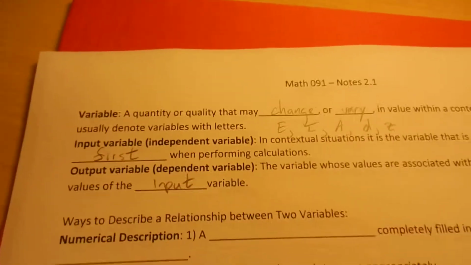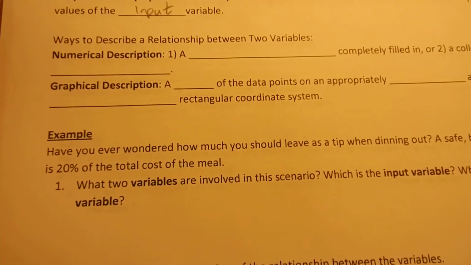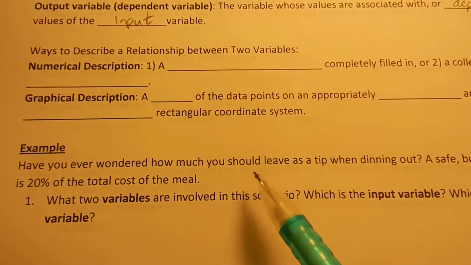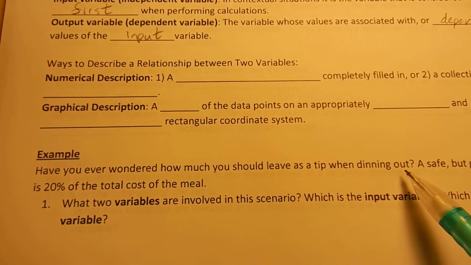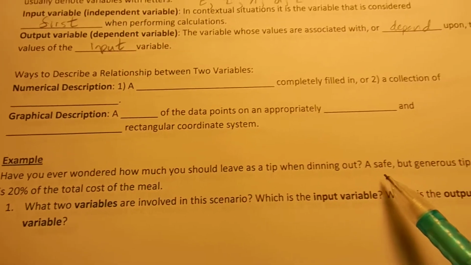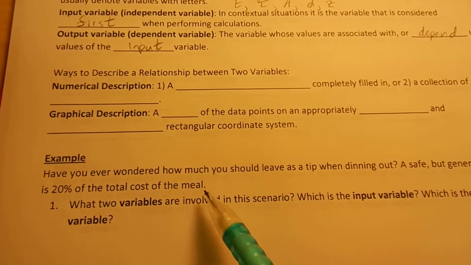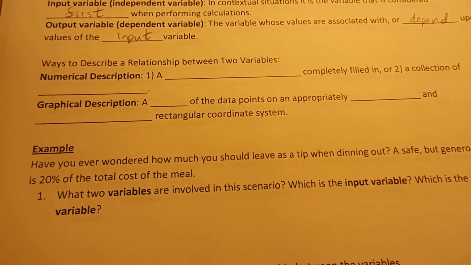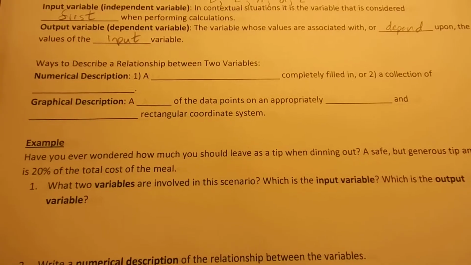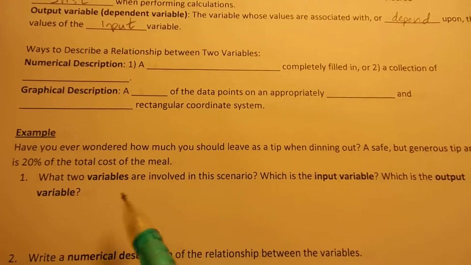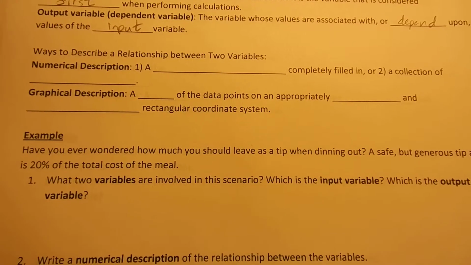Let me give you a real quick example so I can put this in your mind here. Let's look at this example down here. Have you ever wondered how much you should leave as a tip when dining out? Let's say when you're dining out alone, I guess. A safe but generous tip amount is 20% of the total cost of the meal. So there are actually two variables here that can change depending on what you order. So my question number one here is, what two variables are involved in this scenario?